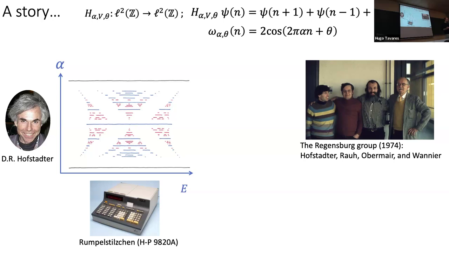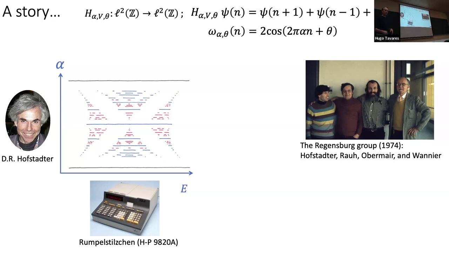So what do you see in this picture? He chose different values of alpha, the frequency, and then he computed the spectrum of this operator for particular alphas and plotted it. For various alphas, say alpha 1/2, he found that the spectrum is just this blue interval, and he plotted it. Alpha 1/3, you have three intervals, you plot it, and so on and so forth.